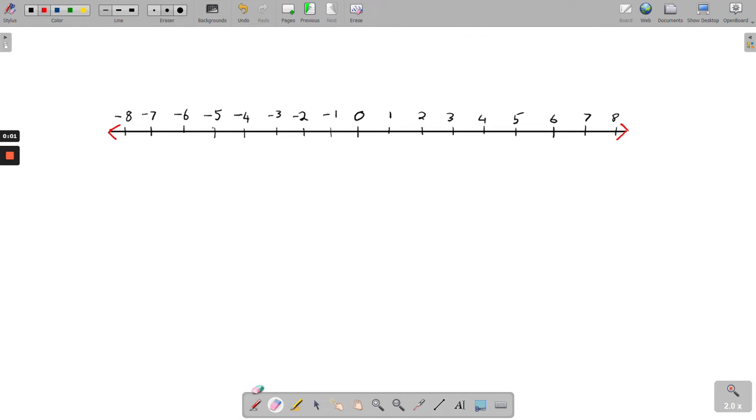So in this video I'm going to be talking about how to subtract and how to add negative numbers and positive numbers. So you can see up here I've drawn my number line. We've got all the negative numbers coming off to our left and all the positive numbers coming to our right.